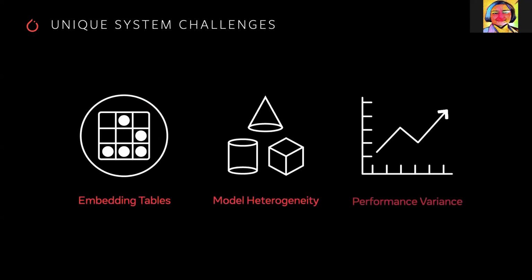This poses some unique challenges for building recommender systems, and they fall under three main categories: the embedding tables, the model heterogeneity, and the performance variance.